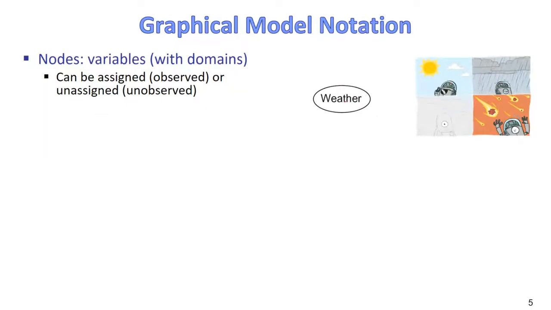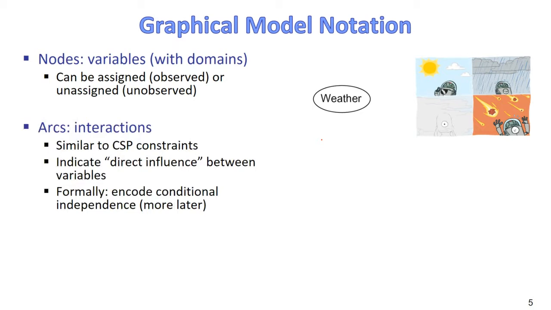They represent variables, of course. And these nodes can be observed or unobserved. When a node is observed, usually it is dark or shaded. If it's unobserved, then it is open or white. So the nodes are the variables.